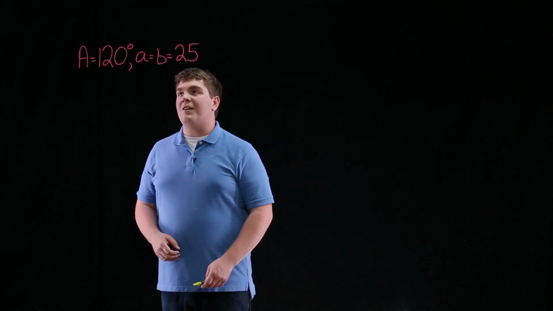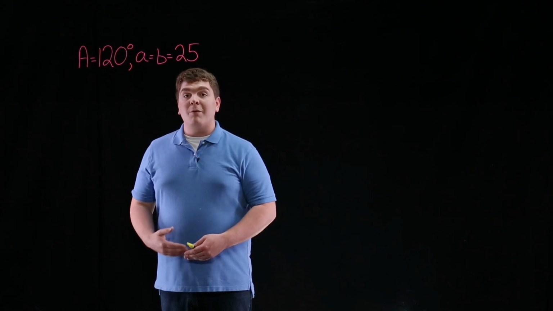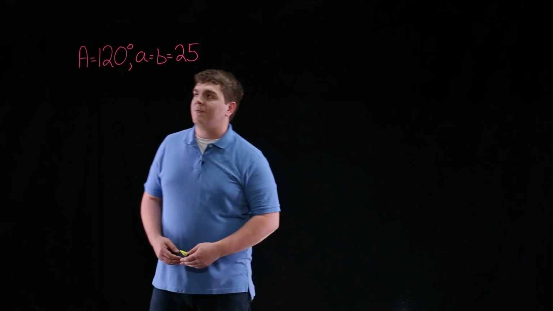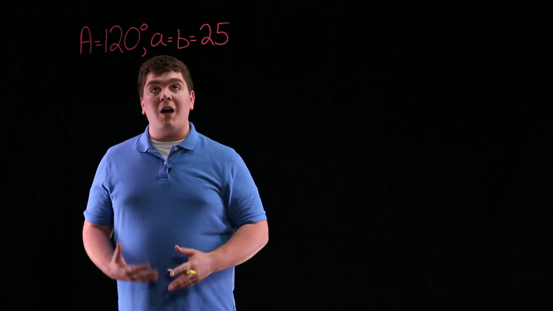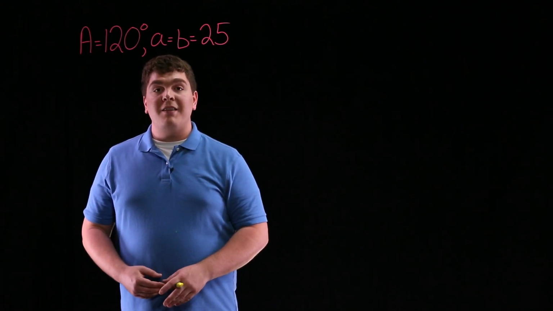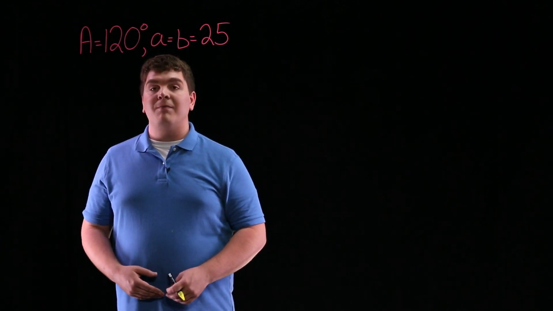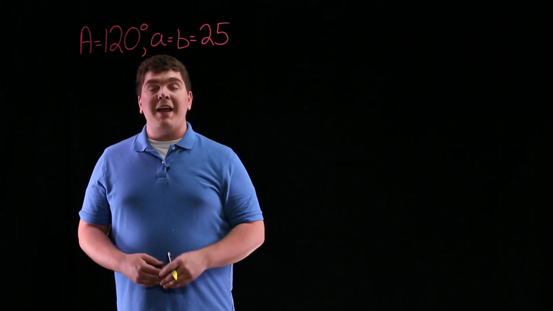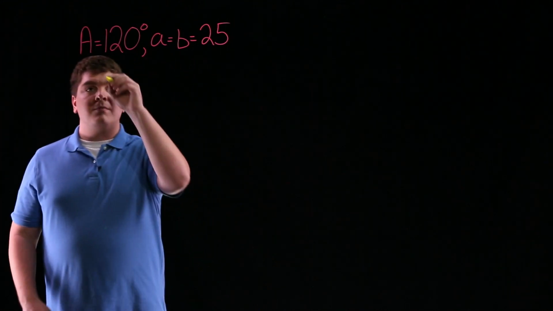For this problem, we're given angle A equal to 120 degrees and two side lengths, a equals b equals 25 units. And we're asked, if possible, to use the law of sines to solve this triangle. Let's begin by noting that we know two side lengths and the angle opposite one of the sides. In this case, we have the ambiguous case. And also, since the angle A is obtuse, 120 degrees, and a is equal to b, we know that there is no solution to this triangle.